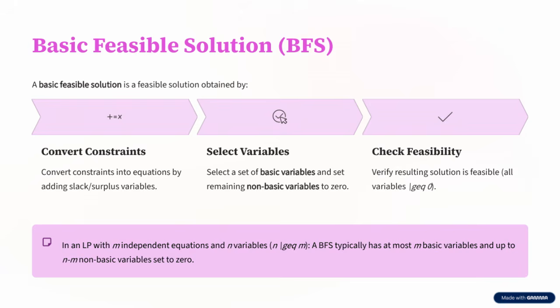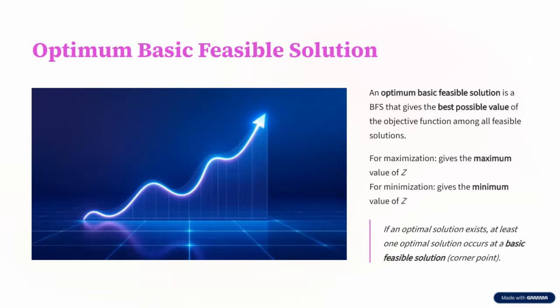This process is fundamental because it helps us identify the corner points, or vertices, of the feasible region, which are crucial in optimization. Overall, understanding how to verify feasibility and properly select variables is key to efficiently solving linear programming problems. Let's talk about the key idea here.